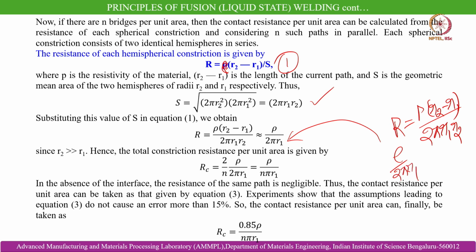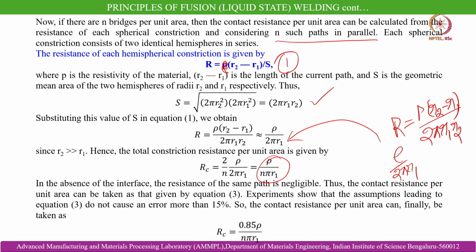Why can we do that? Because R2 is much greater than R1. Hence the total constriction resistance per unit area is given by, because there are n such paths in parallel, Rc is equal to 2 by n into rho by 2 pi R1. So then it becomes equal to rho by n pi R1. So, this is the total constriction resistance per unit area.